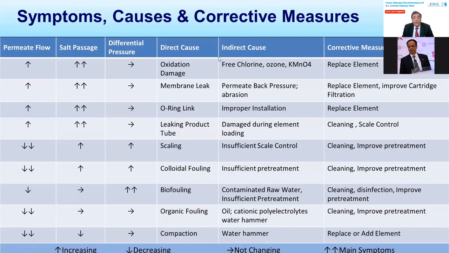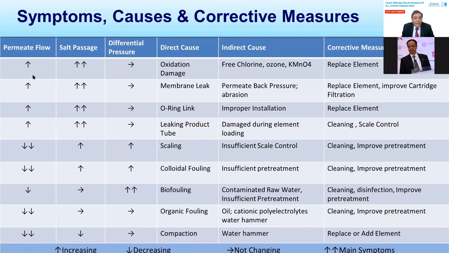These are the symptoms and causes of various foulings. It is shown that if your permeate flow is increasing, then the salt passage will increase, and you can see no change in differential pressure. At the bottom, you can see it is not changing; the direct cause is oxidizing agents: free chlorine, ozone. These are the parameters I have summarized in this table, so that from the symptom you can see the causes and the corrective action.